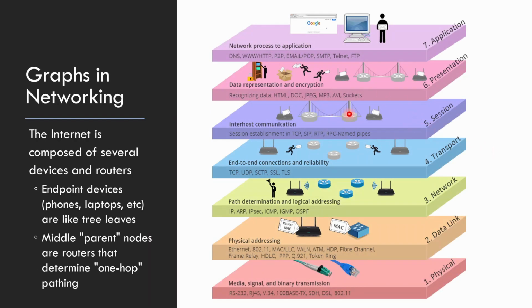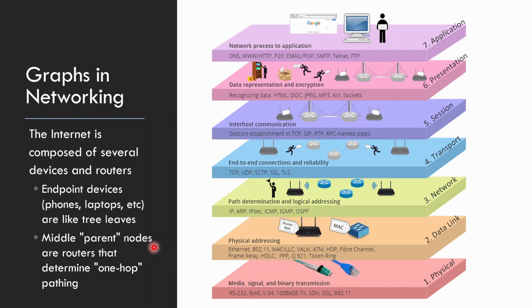Speaking of graphs, let's talk about networking. The internet is composed of several devices and routers, and we can treat the entire internet hierarchy as a graph itself. We can think of endpoint devices like your phone, your laptop, whatever's connected, as a sort of leaf node on the graph, a sort of tree leaf.